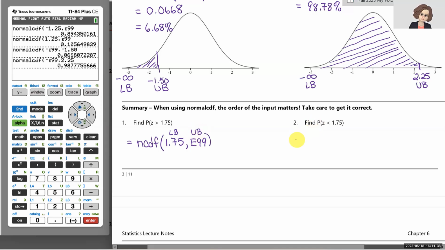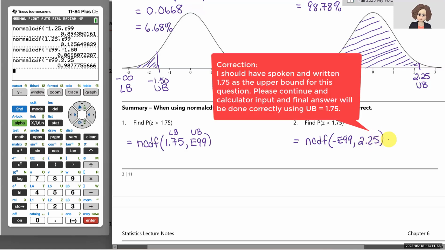All right, versus, let me come over here. If you were shading to the left, like this picture, the lower bound is negative infinity. It's our negative E99. And the upper bound is the 2.25. So it's really important that you get the order correct in each of those two cases. In all cases, the area or the probability needs to be a positive number. So you'll know that you've done something wrong if you end up with a negative value here.